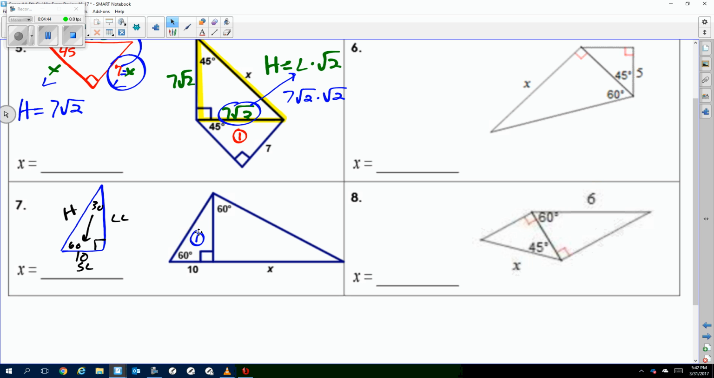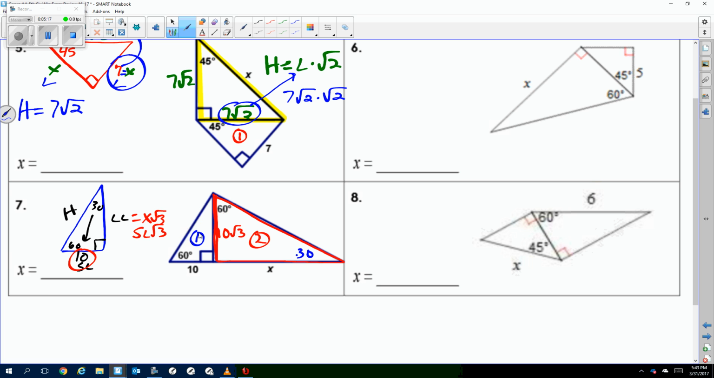So if that is the short leg, then I could get the long leg simply by doing X square root of 3. X represents that short leg times square root of 3. So that means right here, take that short leg, which I know is 10 square root of 3. So now that is also the short leg in this large, second triangle, because this is 30, and the side opposite 30 is always the short leg.